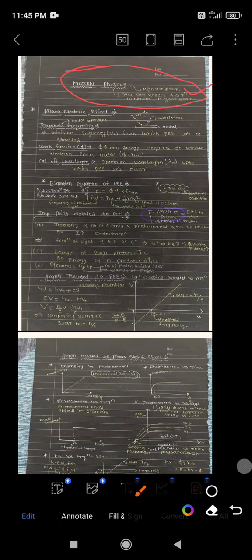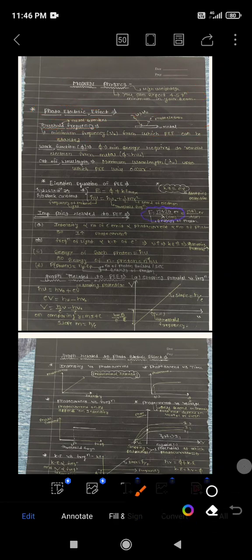We can start the lecture. First is the photoelectric effect. What is the photoelectric effect? The photoelectric effect occurs when light falls on a metal surface and electrons are emitted, and electrons will be emitted only if the frequency of light is greater than the frequency of the metal surface. For the frequency of the metal surface we define the threshold frequency. What is the threshold frequency? The threshold frequency is the minimum frequency from which the photoelectric effect can start.